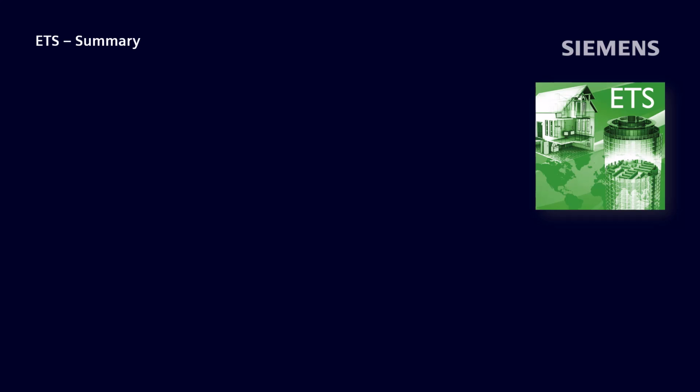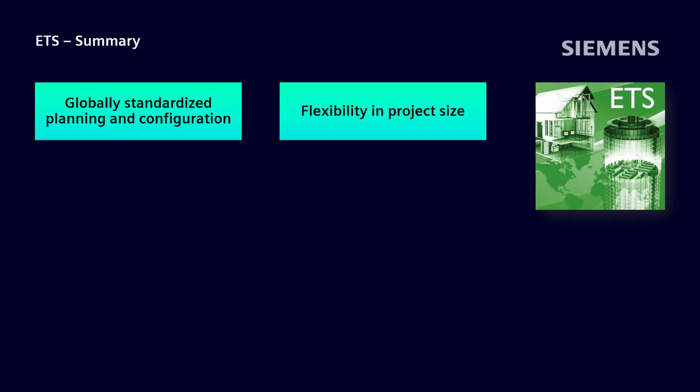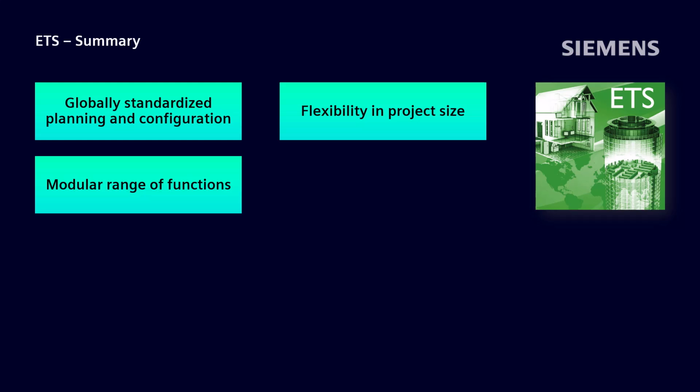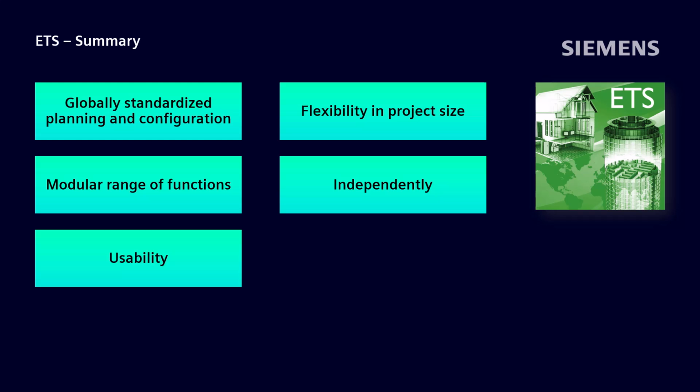Finally, there is an overview of the main advantages of the software. With the help of ETS, the user is offered a globally standardized interface for planning and configuration. From small test projects to large installations with thousands of devices, there is a high degree of flexibility for any project size. The modular range of functions also ensures that functions can be expanded through various ETS apps or regular updates and further development of the software. All KNX certified devices can be integrated regardless of the manufacturer. This results in an intuitive and user-friendly interface, which also offers very good documentation for projects.